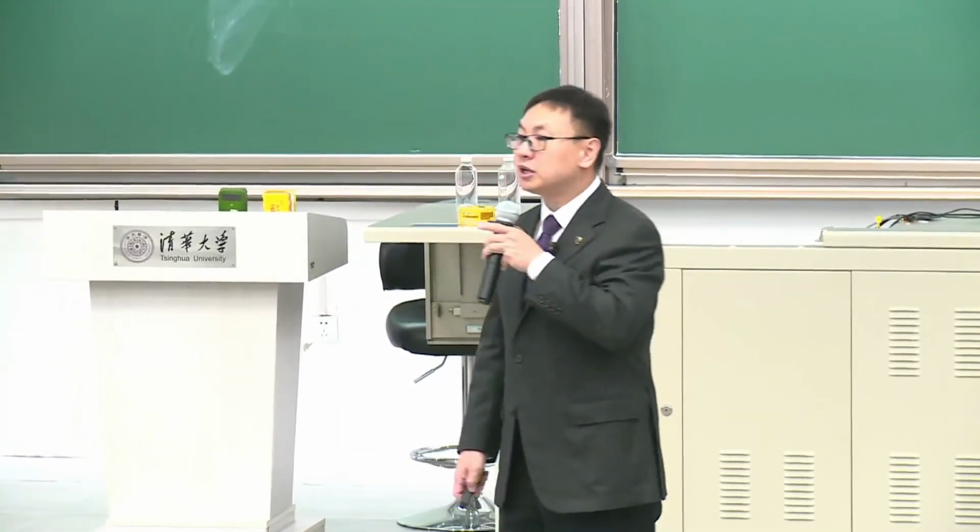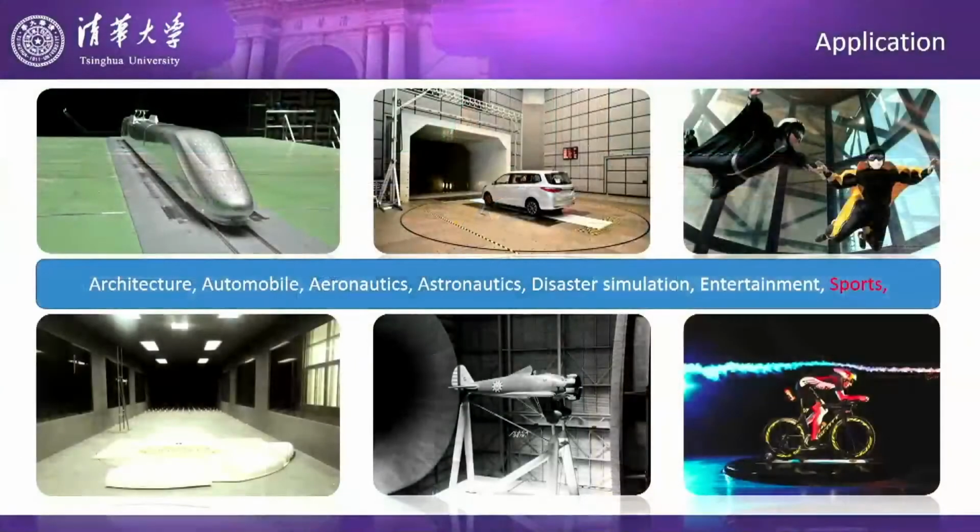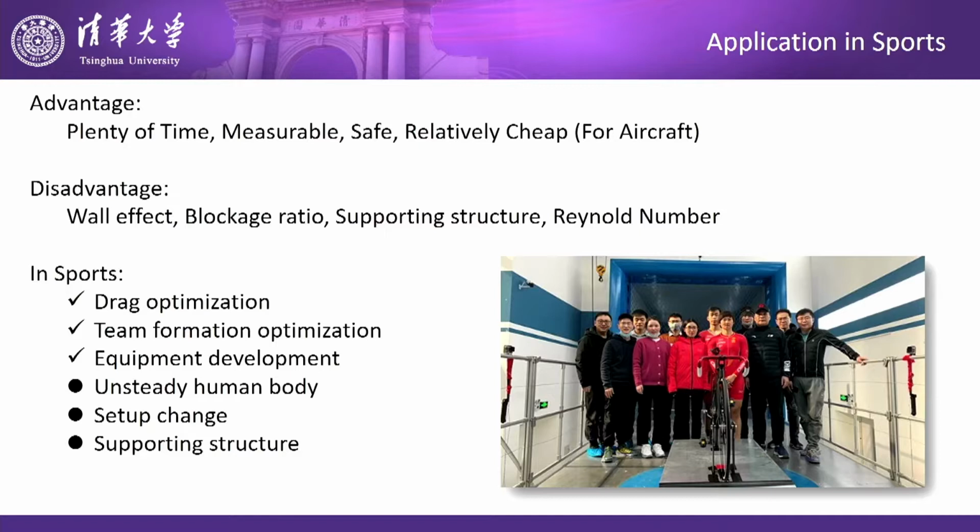Okay, so wind tunnel has been widely used in architecture, automobile, aeronautics, astronautics, disaster simulation, entertainment, and currently the sports. So the wind tunnel in the sports have many advantages. We have plenty of time. If the athlete is on the field, maybe he runs really fast, we cannot do measurement, or we cannot observe his gesture. So we have plenty of time in the wind tunnel. And also, the force is measurable, and for some sports, it's safe. We can see it later.